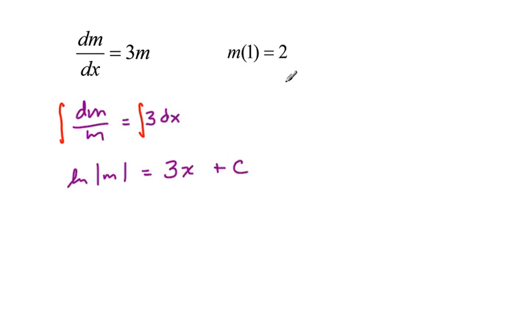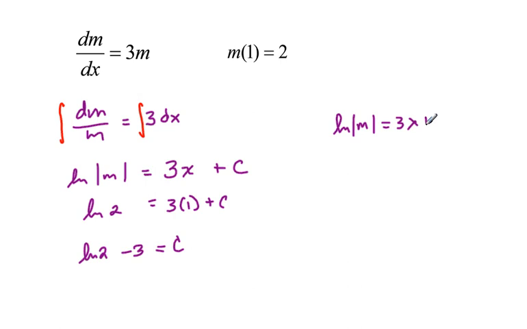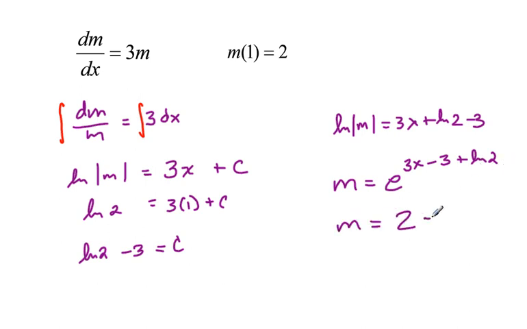All right, so we can plug in our numbers. We've got the natural log, m is 2, so natural log of 2 equals 3 times 1 plus c, and c equals this lovely number, natural log 2 minus 3. All right, so we go to solve this. We've got the natural log of m equals 3x plus natural log 2 minus 3, and we're going to solve for m. m equals e to the 3x. I'm going to change the order of these. And remember how this could be written as e to the natural log 2, so we would get m equals 2e to the 3x minus 3.